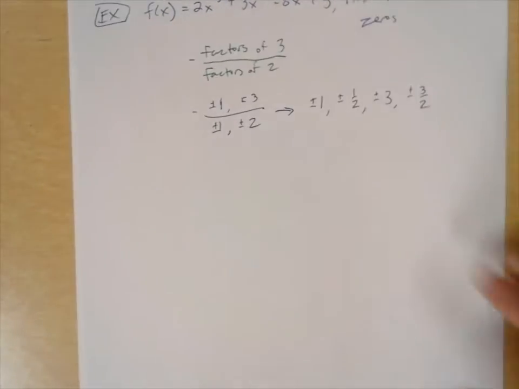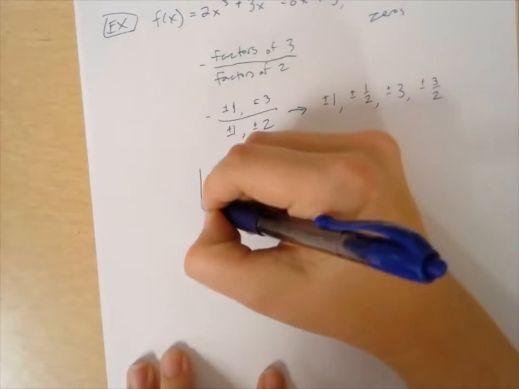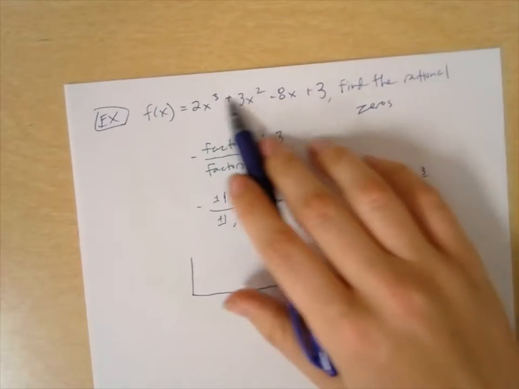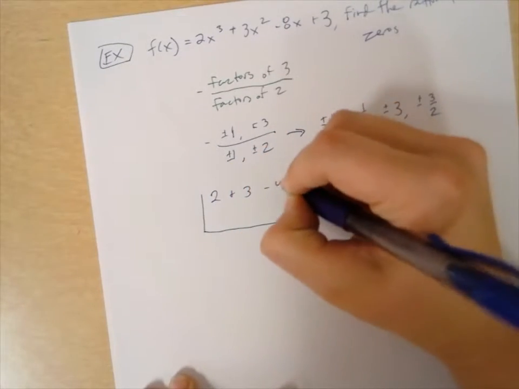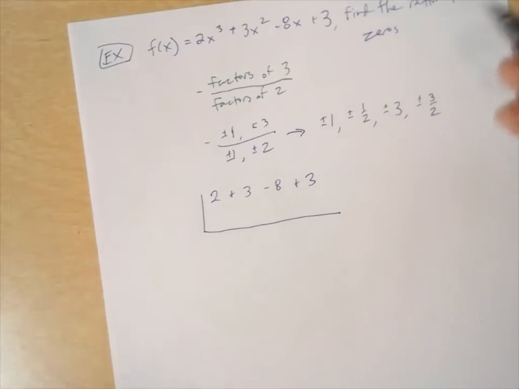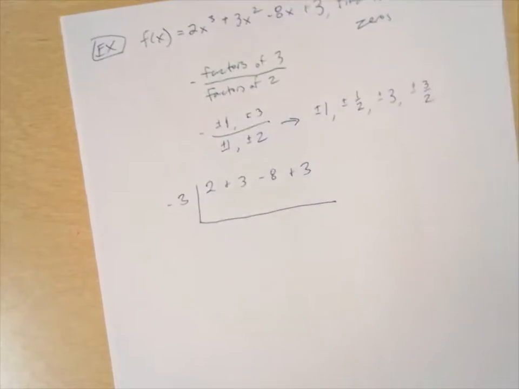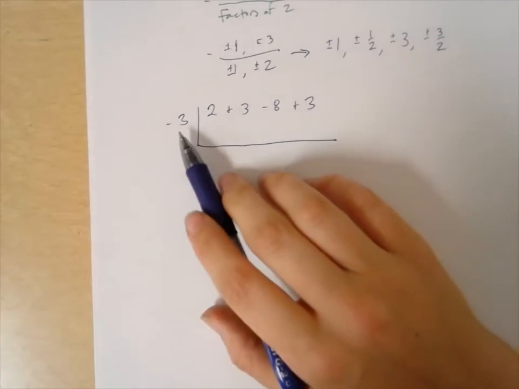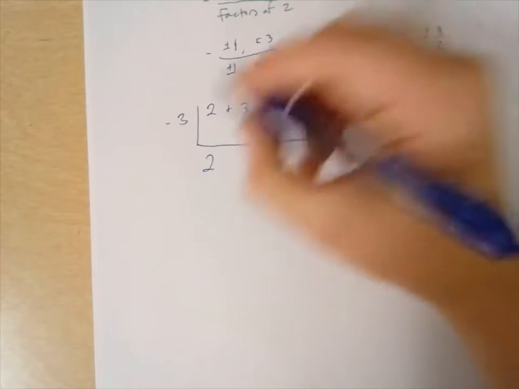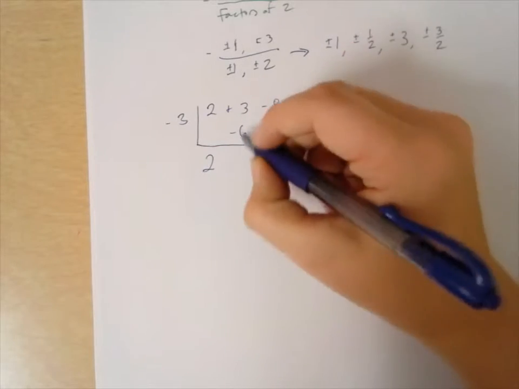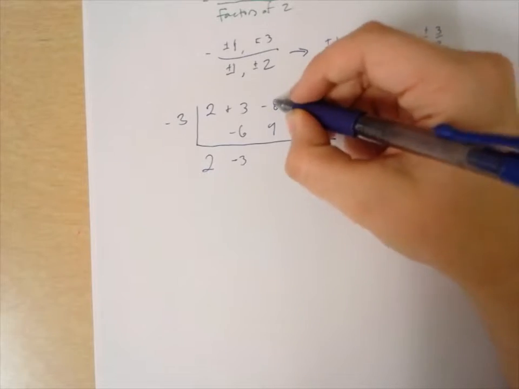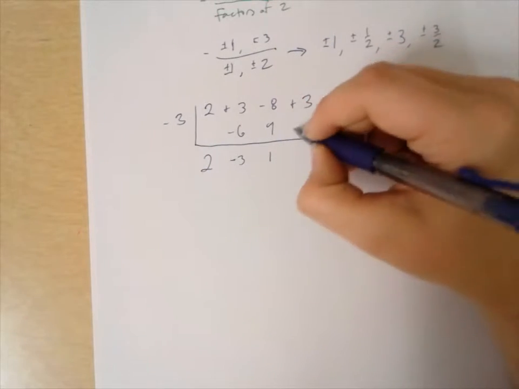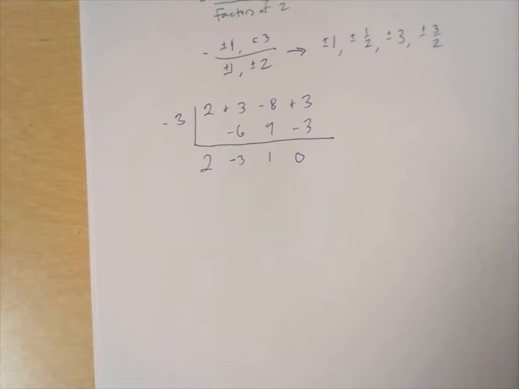So, if we set up our synthetic division, we use all of our coefficients. We don't have any zeros to fill in, so we just do 2 plus 3 minus 8 plus 3. And again, let's try one of those we were thinking. Let's start with negative 3. I would bring down the 2. I'd get 2 times negative 3, I'd get negative 6. Negative 3 times negative 3 is 9. I would get 1. 1 times negative 3. Oh, look at that. It's a 0. How cool.